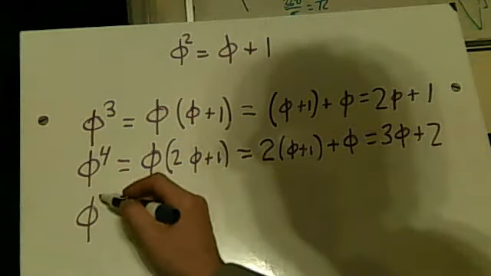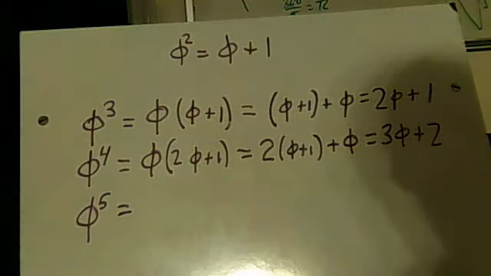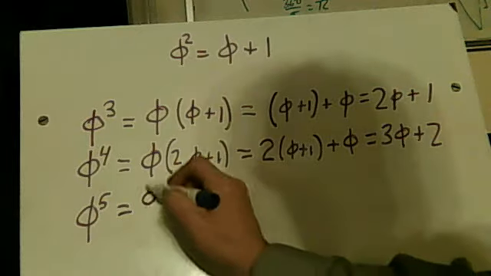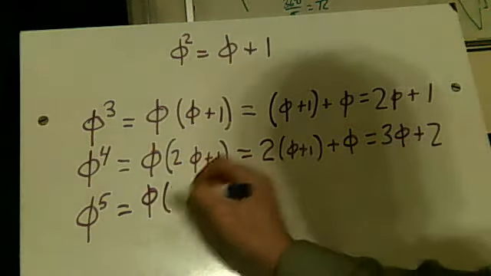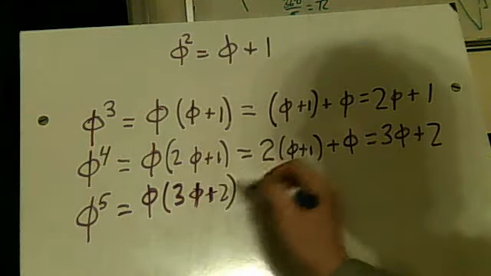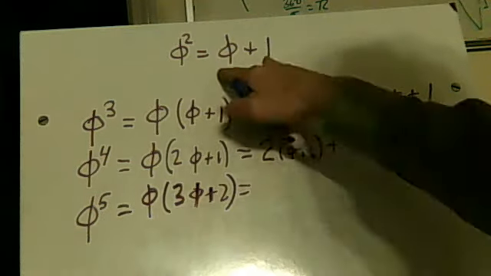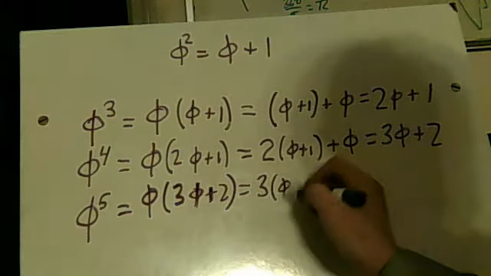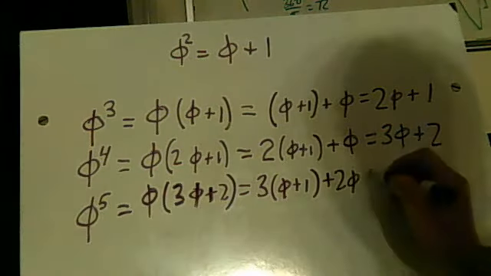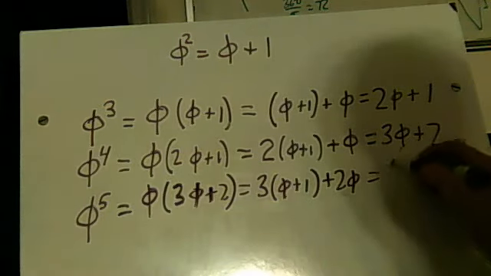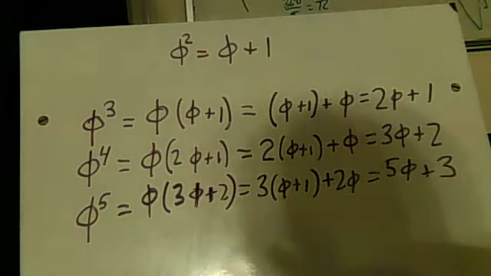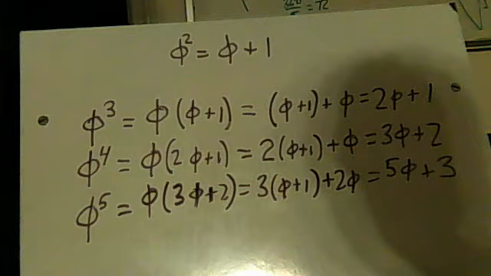And we'll just do this for a few more until the pattern is really clear. To get phi to the 5th power, that's phi times phi to the 4th power, but that's just on the line above it, 3 phi plus 2. The phi squared is equal to phi plus 1, so that's 3 times phi plus 1, and then plus 2 phi. And then we've got 3 phi and 2 phi, that gives 5 phi plus 3. Okay? And then I'll just do one more.